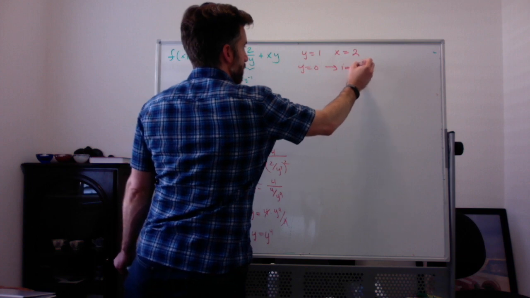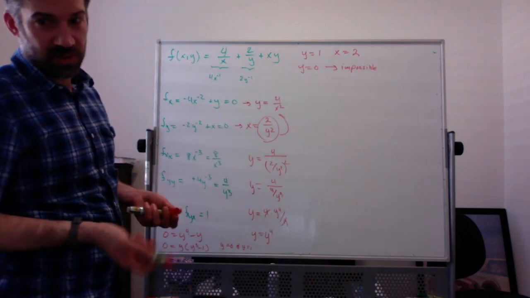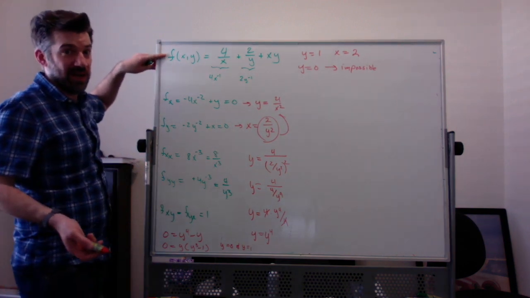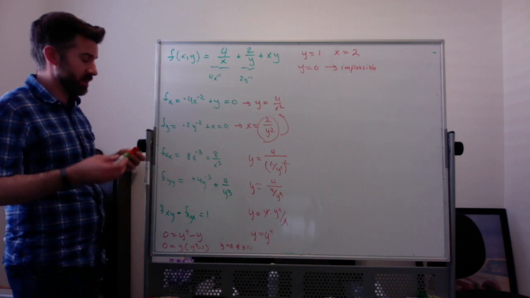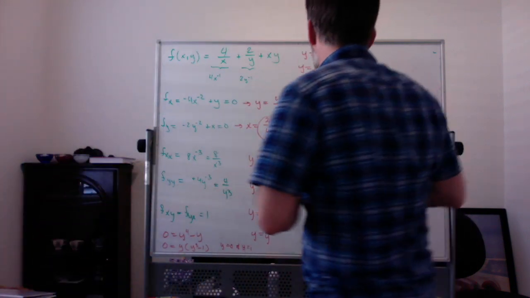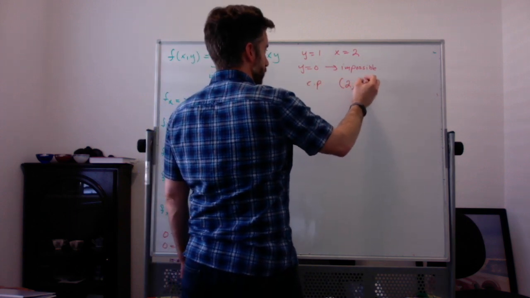So sometimes something that seems like it's going to be a critical value actually isn't. If y was equal to 0, we wouldn't get a critical point, right? Looking back to the original function, it's undefined at 0, so it makes sense that y equals 0 doesn't give us a critical point. Okay, so now that we found the one critical point, our critical point is x equal to 2, y equal to 1.